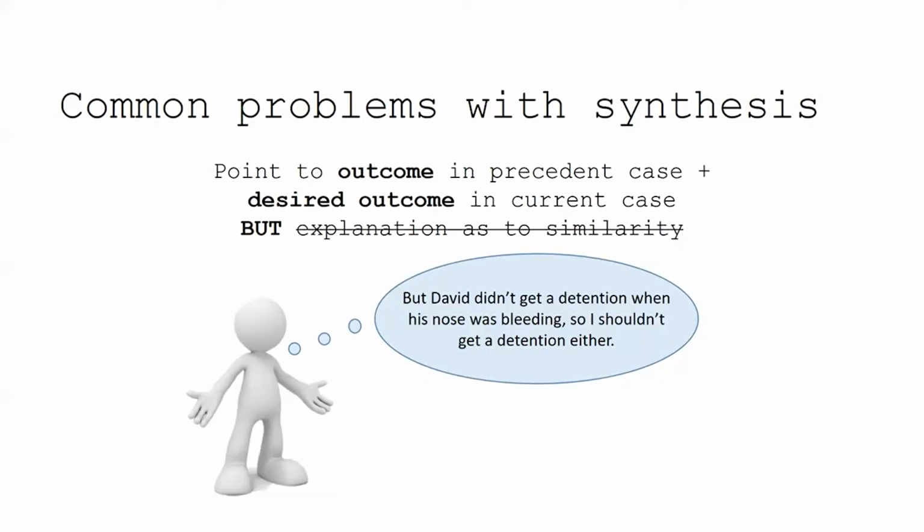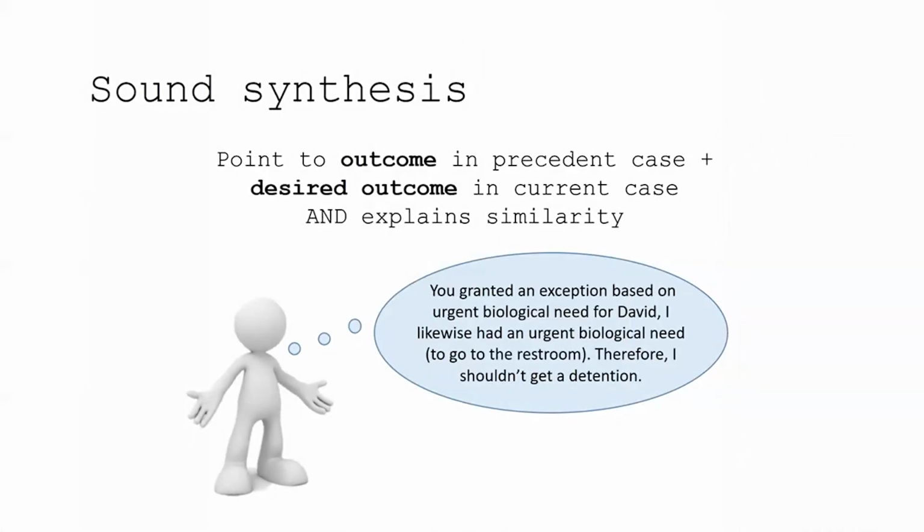But if you are making a legal argument, if you are writing an exam answer, you don't want your professor or the judge to have to infer from what you've written. You want to connect the dots for the reader or whomever is consuming your information. So that's a common mistake. You have to explain the similarity or the difference to the precedent case. So sound synthesis, in contrast, will point to the outcome in the precedent case and the desired outcome in the current case, but explain the similarity.